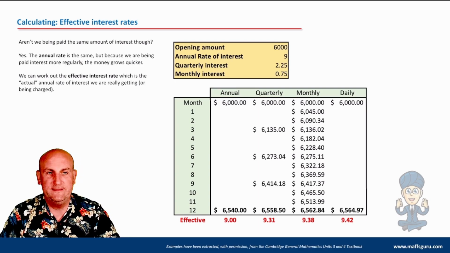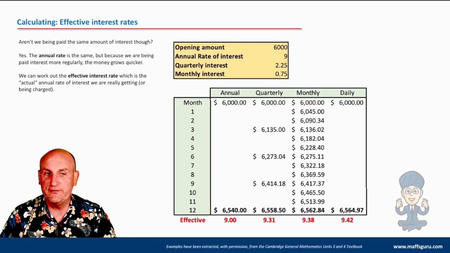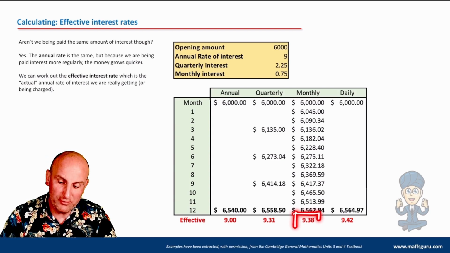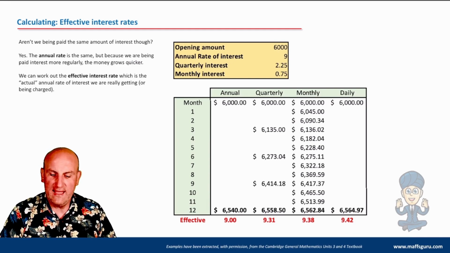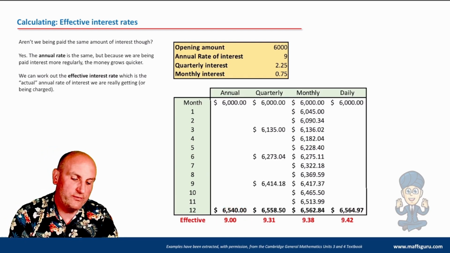When we get to quarterly, suddenly I find out that I'm not getting 9%, I'm effectively getting 9.31%. When they pay me monthly, I'm getting 9.38%. And when they pay me daily, I'm actually getting an interest rate of 9.42%. That is nearly 0.5% more than the bank are advertising at 9%. So you're going to say now, well, how on earth do you get these rates of interest?